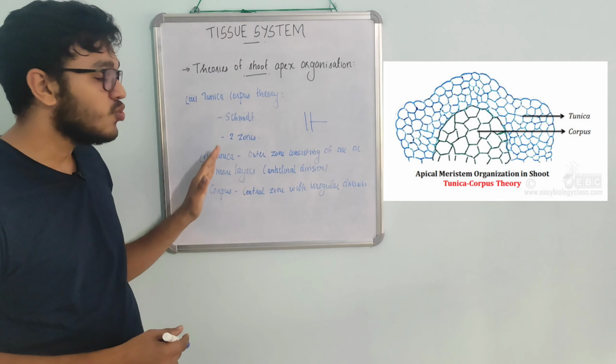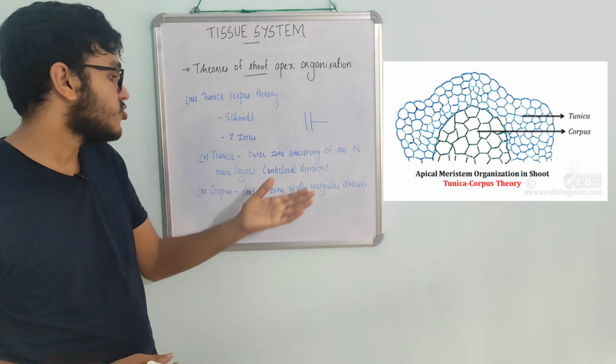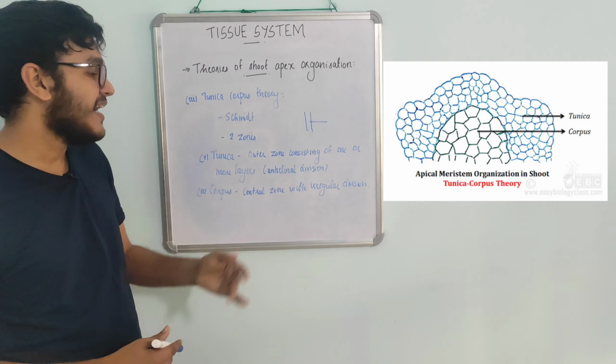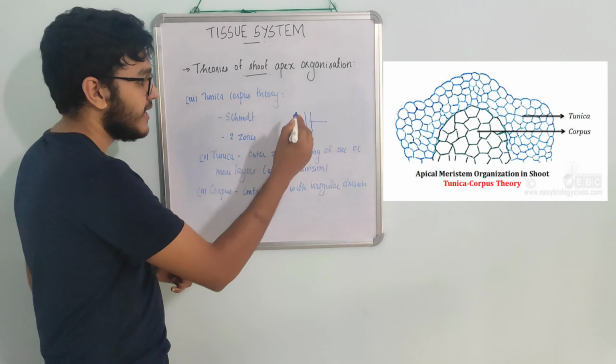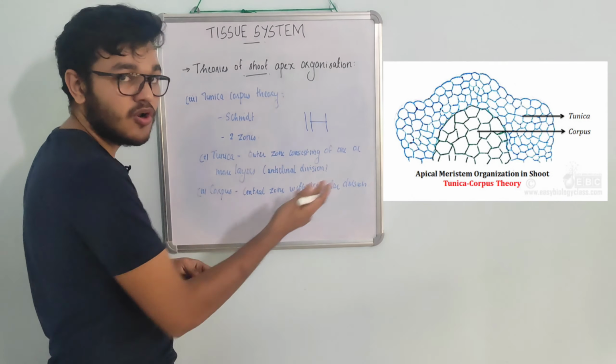According to this, two zones are present. The first one is the tunica, which forms the outermost zone, and it is formed by anticlinal division. Anticlinal division means, suppose it's a cell and the next cell division is perpendicular to the first cell. So like this, a cell division occurs.